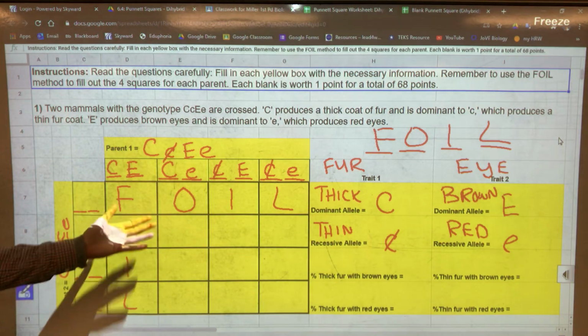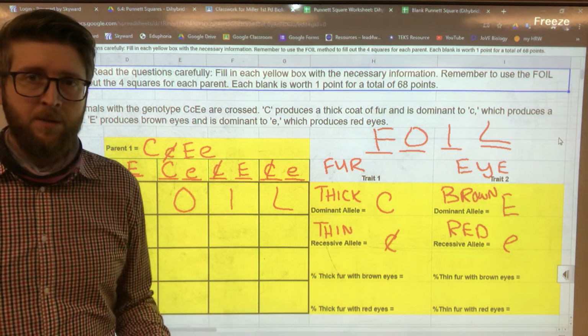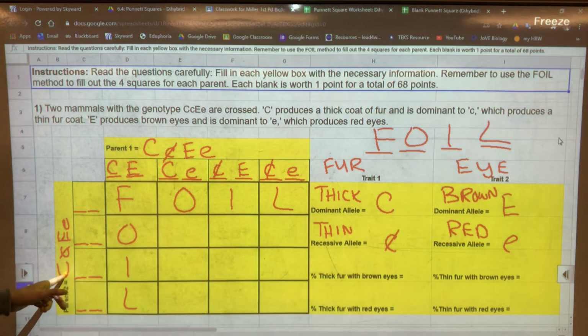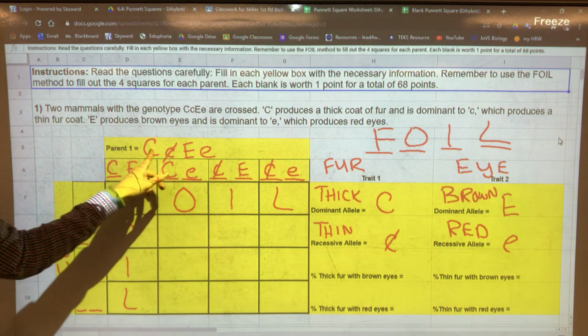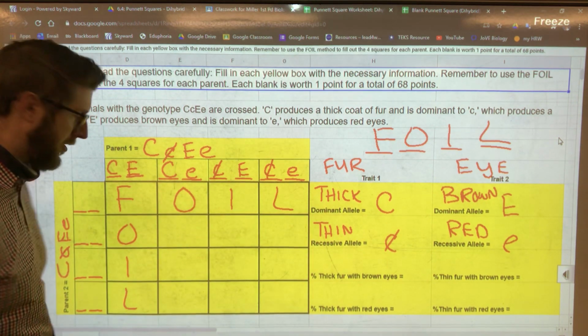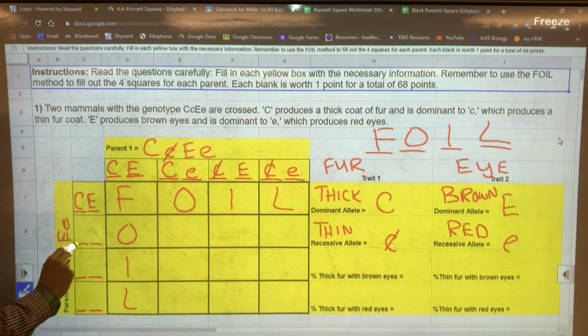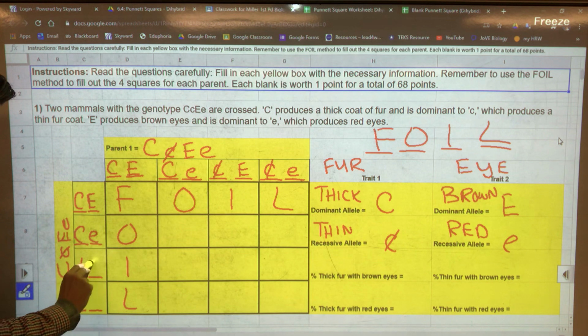Okay, so that's parent 1. And parent 2 is the same. It's the same genotype, big C, big E, little e, as parent 1. So we know that these are also going to be the same. So I'm just going to copy that down. Big C, big E, big C, little e, little c, big E, little c, little e.